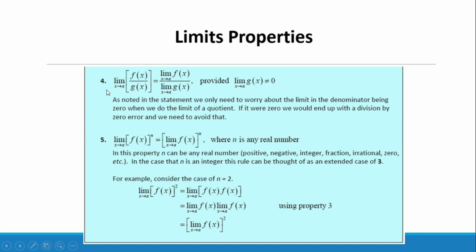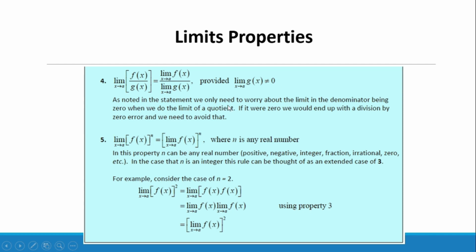Property number 4. The limit as x approaches a of f(x) over g(x), which means division or quotient, is equivalent to the limit as x approaches a of f(x) divided by the limit as x approaches a of g(x), provided the limit as x approaches a of g(x) is not equal to 0.